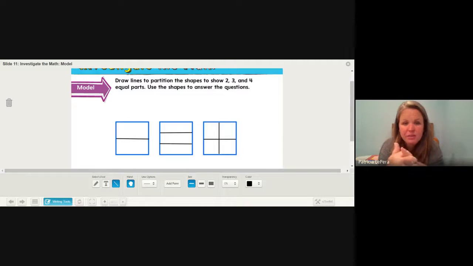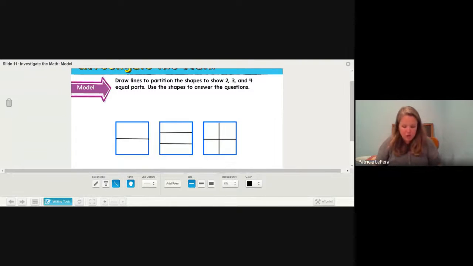Okay, and the reason that I used the comparison to dessert is because you always want that part to be equal. You want your dessert or whatever you're sharing to be fair and equal. So when you are drawing lines in your shapes, you want each of the shape to have an equal amount.